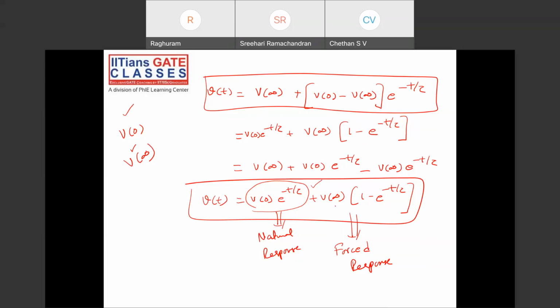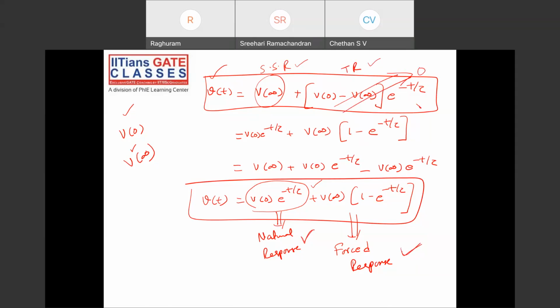This is forced response, because of the source present, this is what you are getting. So this is called forced response and this is called natural response. And coming to this one, this is called steady state response. Not Sushant Singh Rajput. This is our steady state response and this is transient response. Why transient response? Because this decays with time and at infinity this will be 0. At t equal to infinity, this will die out. So this is transient response and this is steady state response. This is natural response and this is forced response.